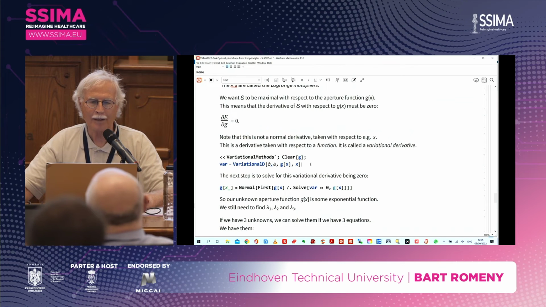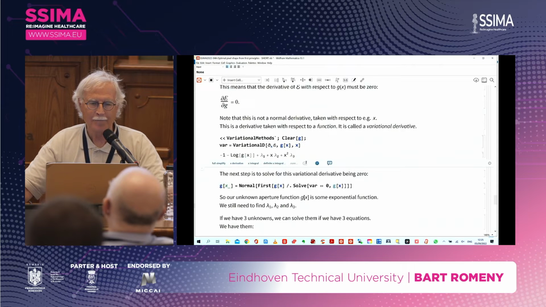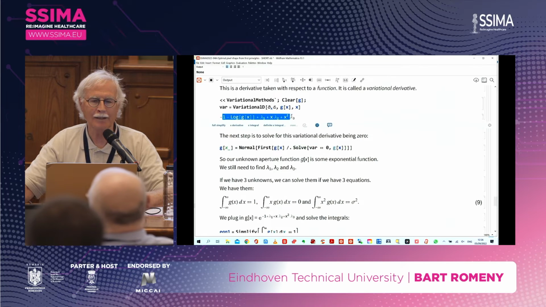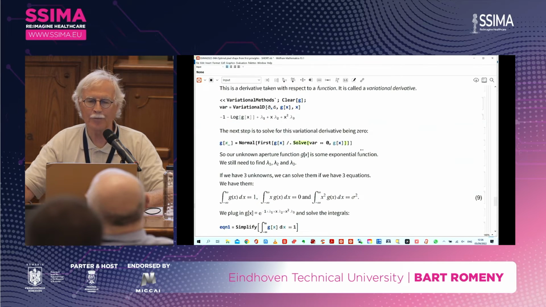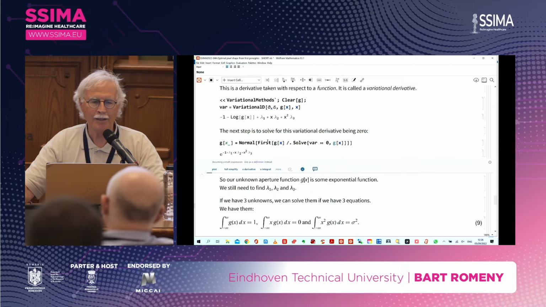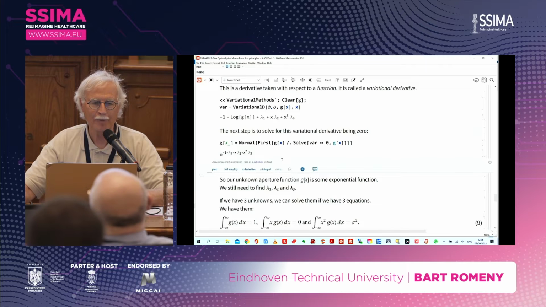Okay, and this is not a derivative to x, but to a function, so I need a little bit of variational. And now I go solve it. I just say solve it, for this, var is now this. You see it is now some function. Solve it for being 0. Oops. G is something interesting. G is some exponential function. Let's make it a little bit bigger.